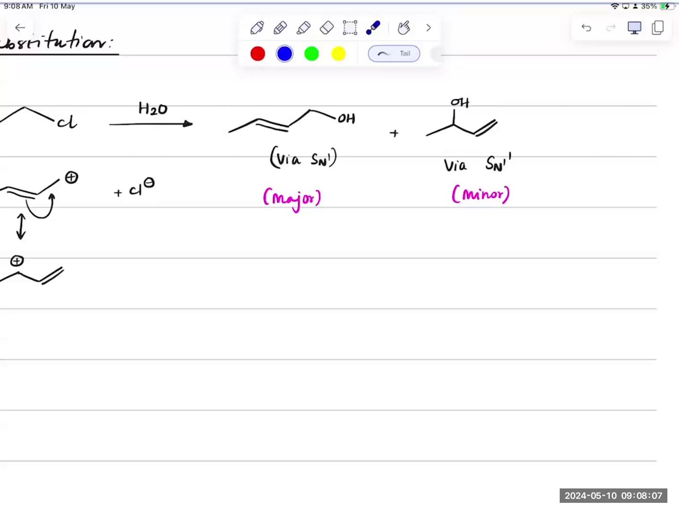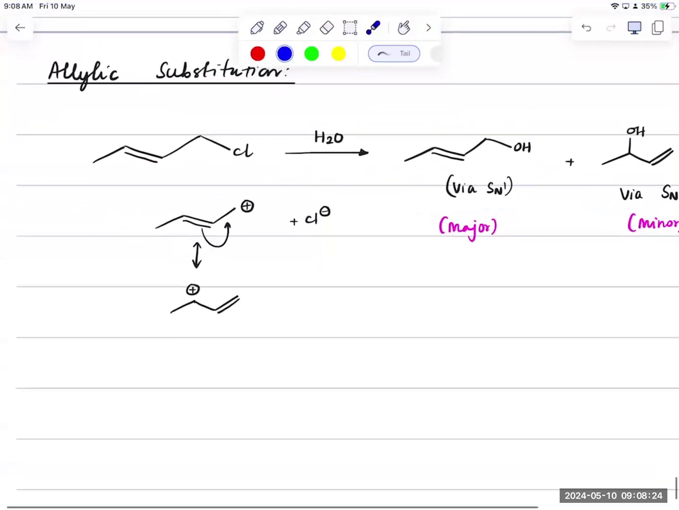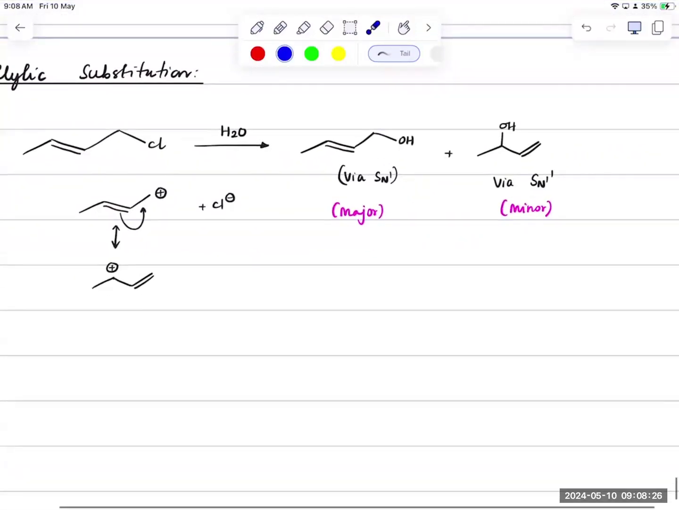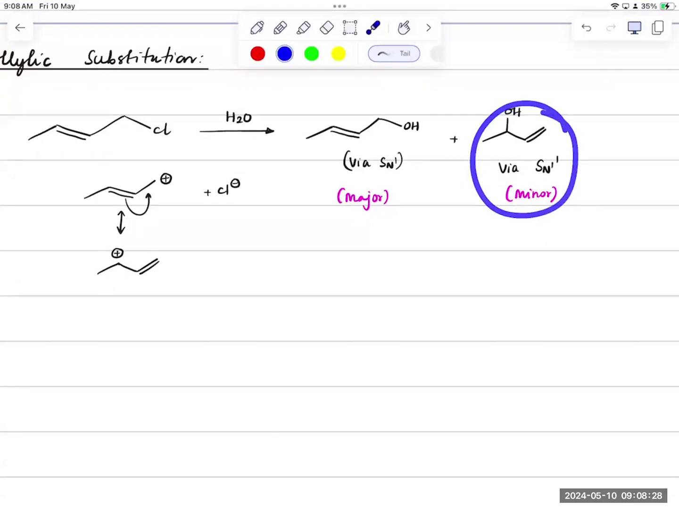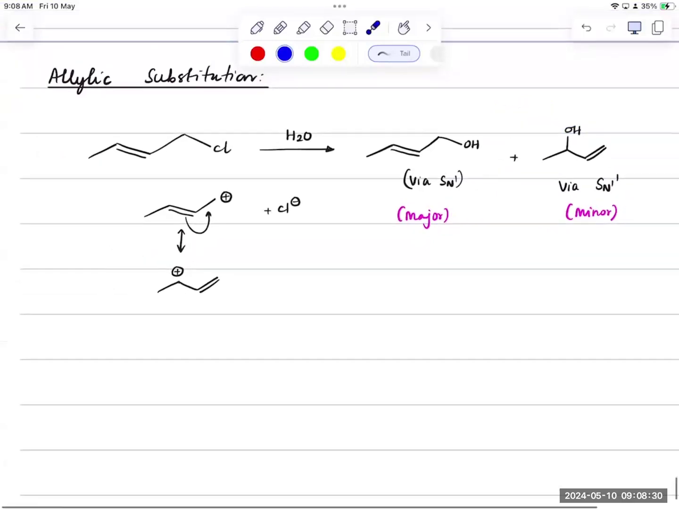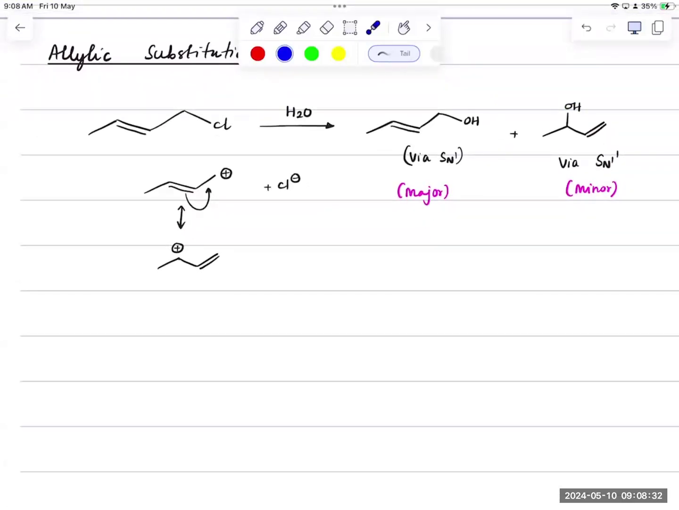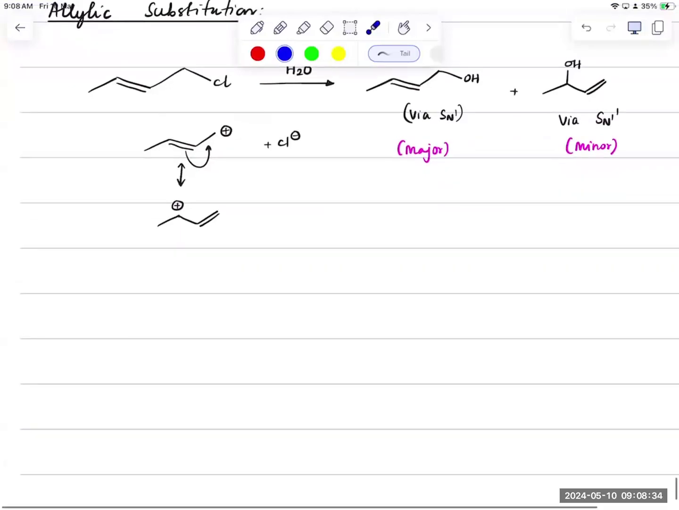The reason is that this carbocation present here will be strongly held by the water molecules around it, so the water will attack directly here. Resonance will happen, but electron density will be more concentrated here. But if it is an aprotic solvent, then this will be the major product. But this is about allylic substitution via SN1 or SN1 prime.